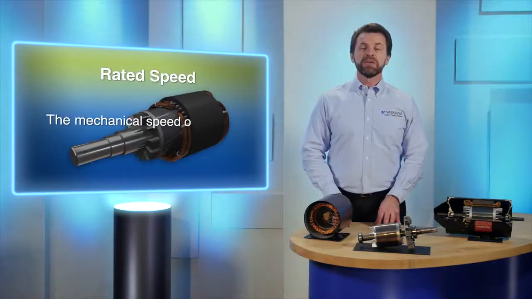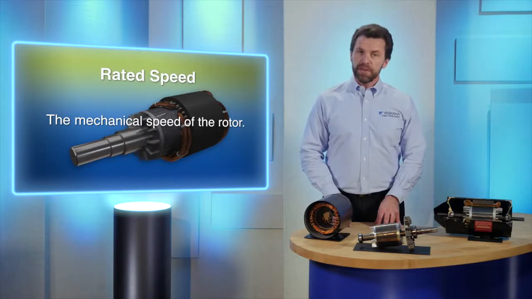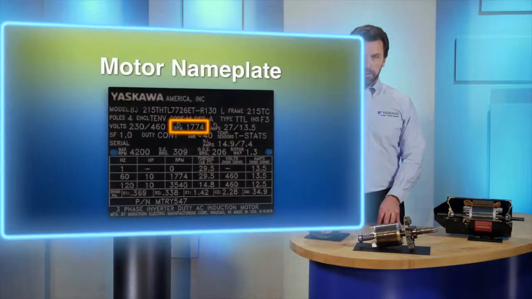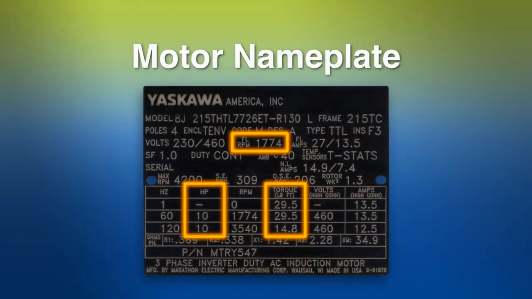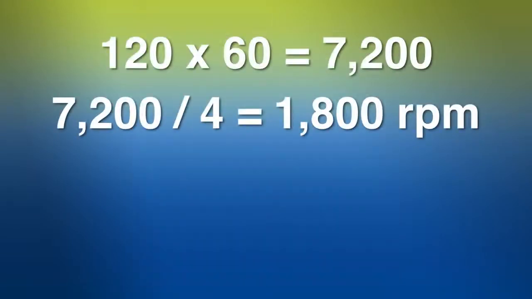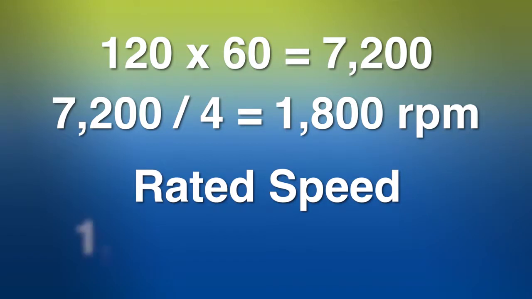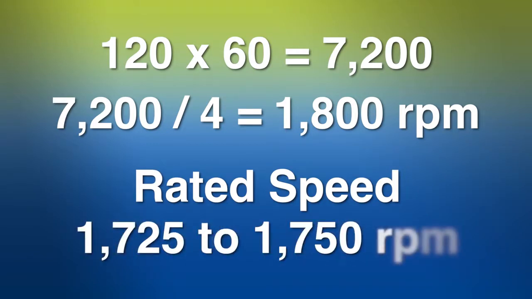The mechanical speed of the rotor is called the rated speed. A rated speed is based off a motor's rated load. You can usually find the value for the rated speed on the motor's nameplate, indicating the general speed of the rotor at a rated load. Using our previous example of a 4-pole motor running on a 60 Hz supply, the rated speed would normally be between 1725 and 1750 RPM.